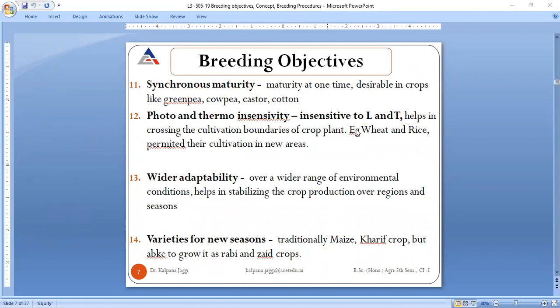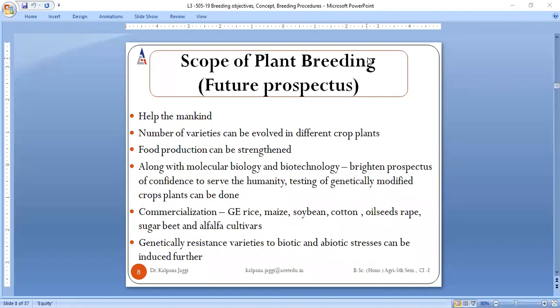Next, we will talk about the scope of plant breeding. Can you think what the future perspectives of plant breeding can be? The very first and very important one is that it is going to help mankind. Obviously, it is going to help mankind.